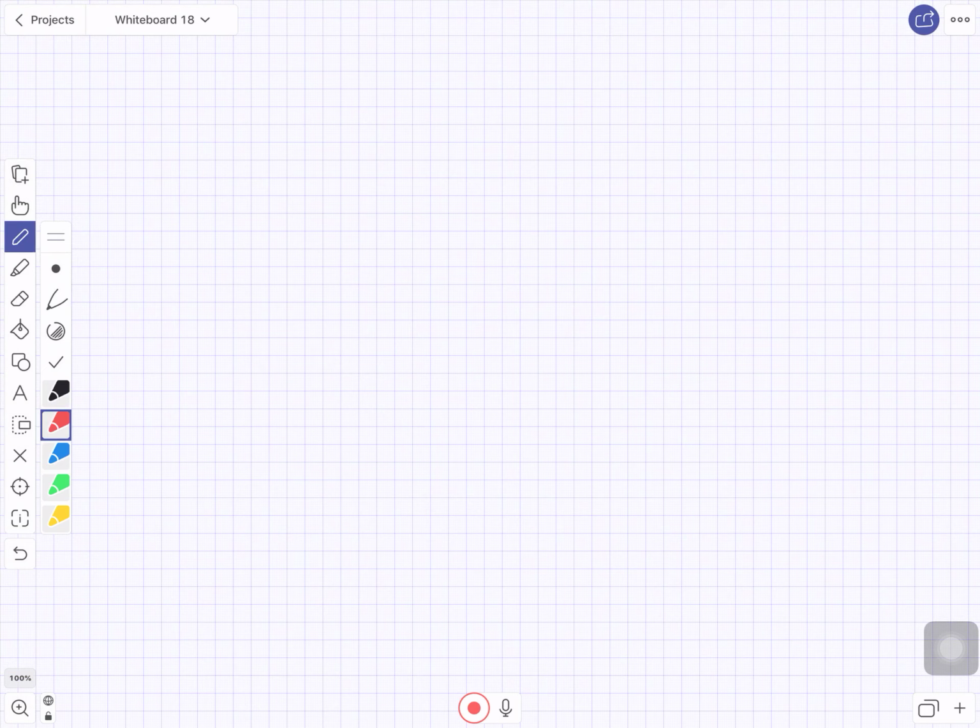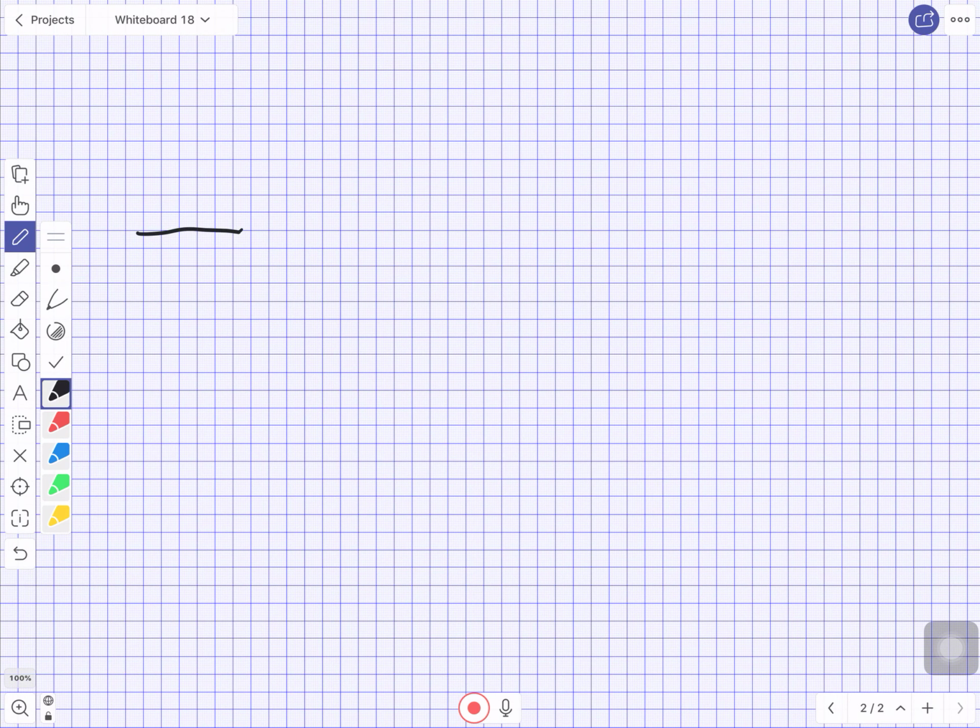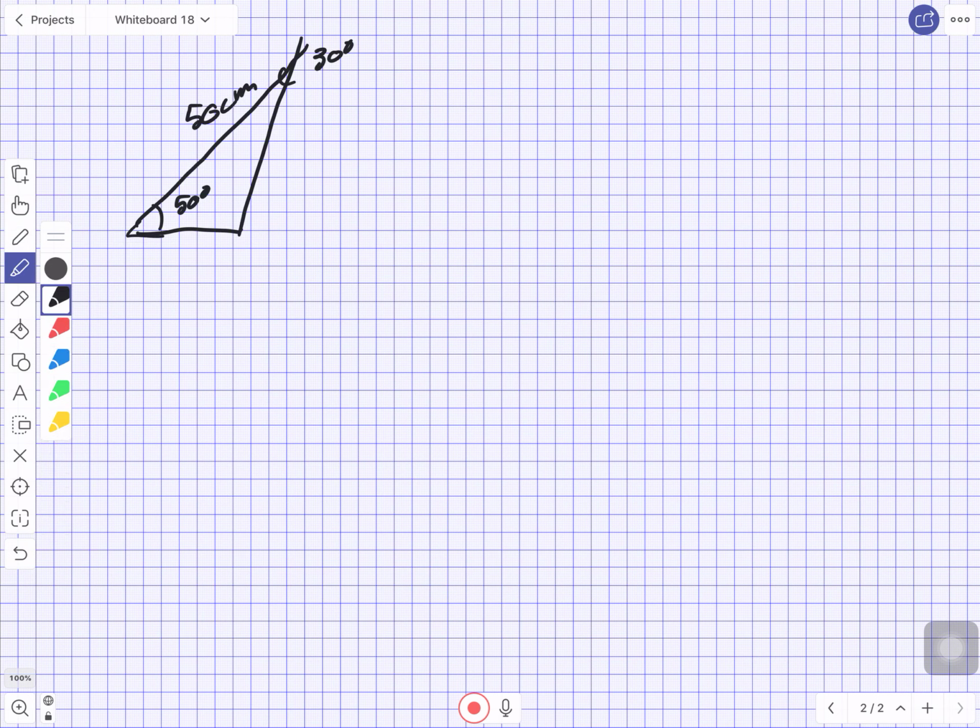So let's move to a clean page here. I'm going to attempt to redraw it again. I know it gets worse as I do it. But what's important here is this was 30, right? This one was 50. This was 50 centimeters. And what we really need to start is we're going to focus on this side here. So we need to solve this side. Another really quick way to tell if you're going to use sine law or not is, do you have a complete ratio? So do you have an opposite side and an opposite angle?